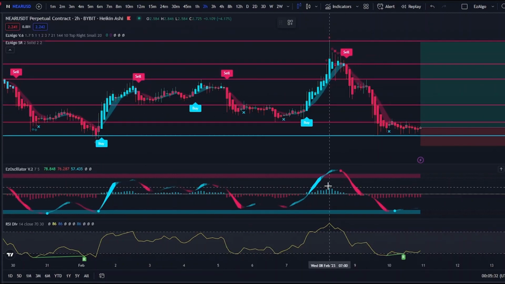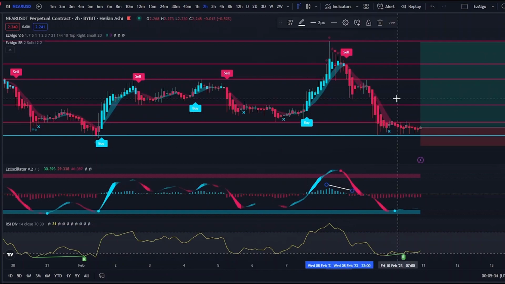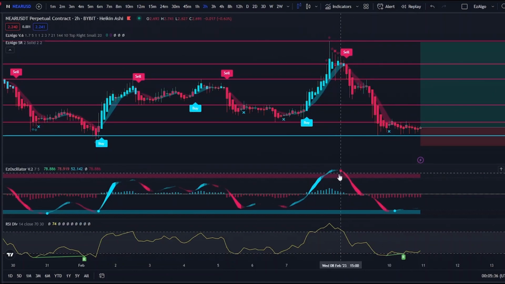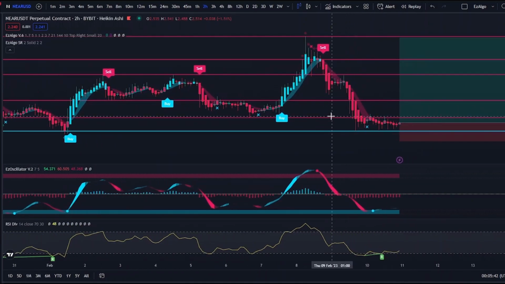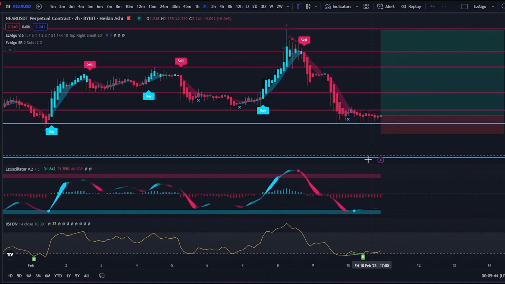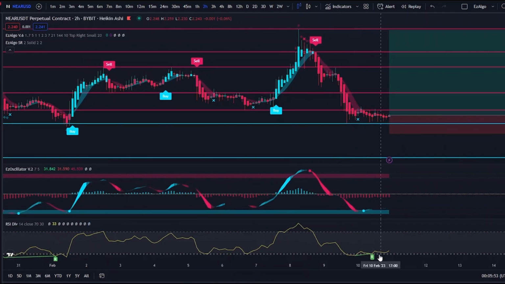You can also see that volume was decreasing. So when you see volume decreasing, the oscillator flip in the out of bounds zone and you get that sell dot, that is a short position to take. And I'm noticing a similar setup here where price is at a support level. We've already got that buy dot on EzAlgo showing that the oscillator has flipped in this oversold territory. And also I'm seeing some bullish divergences here on the RSI.